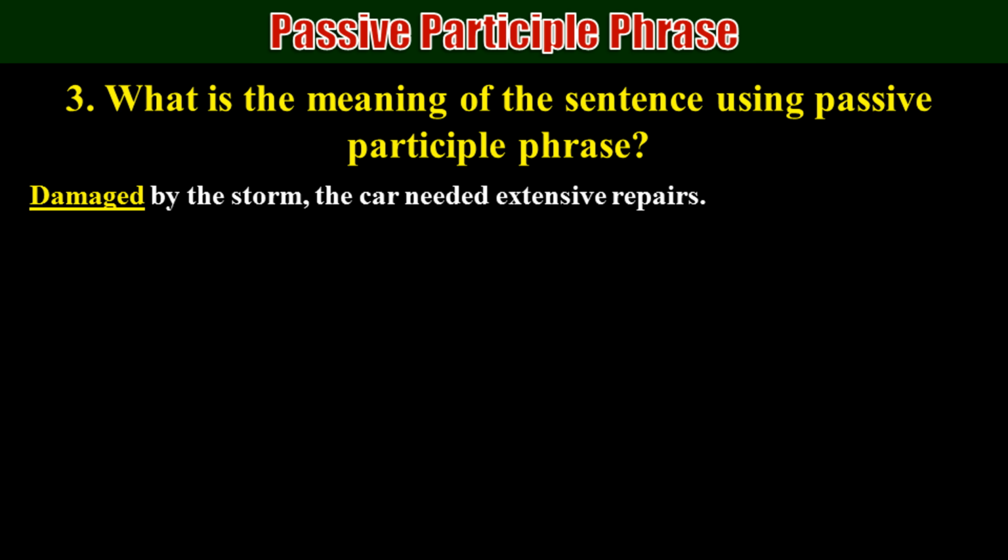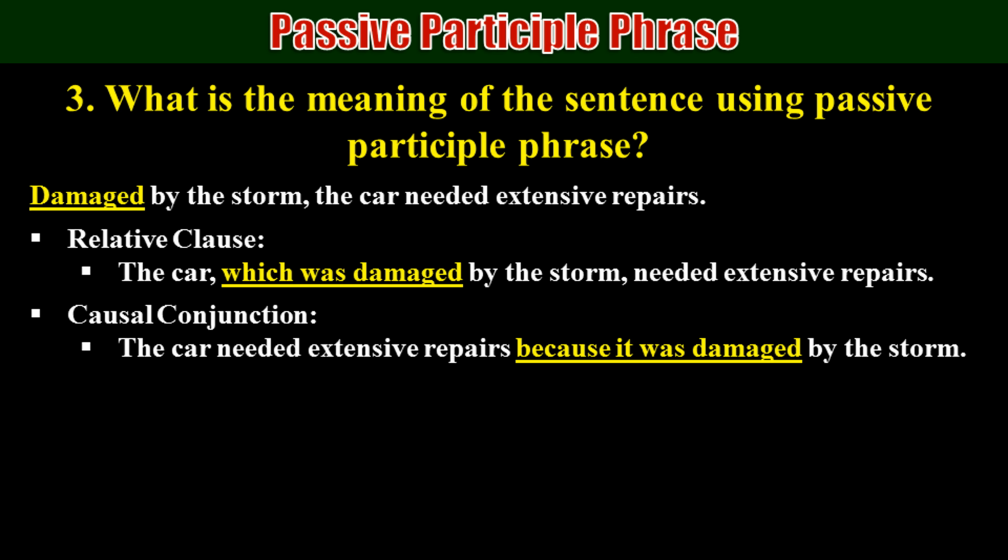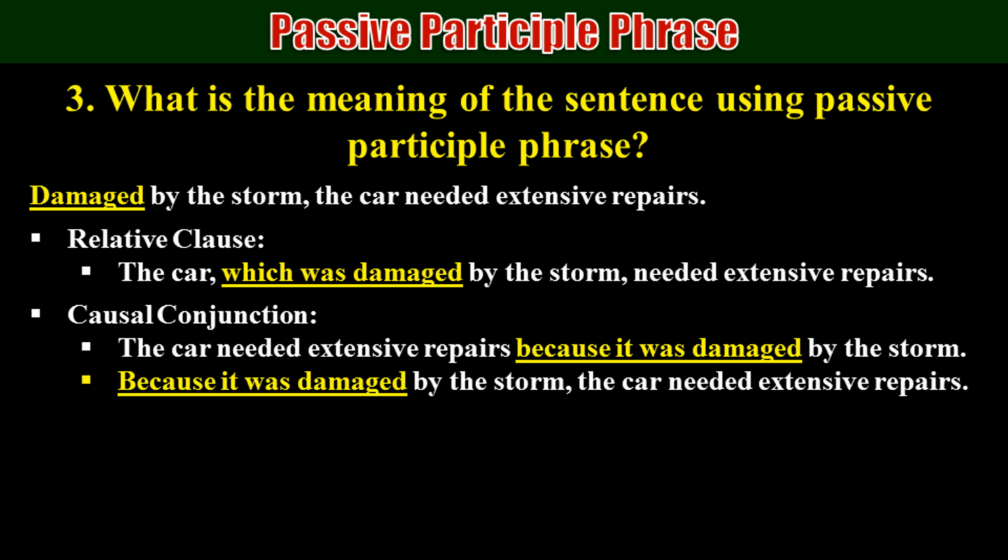So what do you think about this sentence? Can you rewrite it using a relative clause and a causal conjunction? Damaged by the storm, the car needed extensive repairs. You are right. If we rewrite it using a relative clause, it becomes, the car, which was damaged by the storm, needed extensive repairs. And if we rewrite it using a causal conjunction, it becomes, the car needed extensive repairs because it was damaged by the storm. Or, because it was damaged by the storm, the car needed extensive repairs.